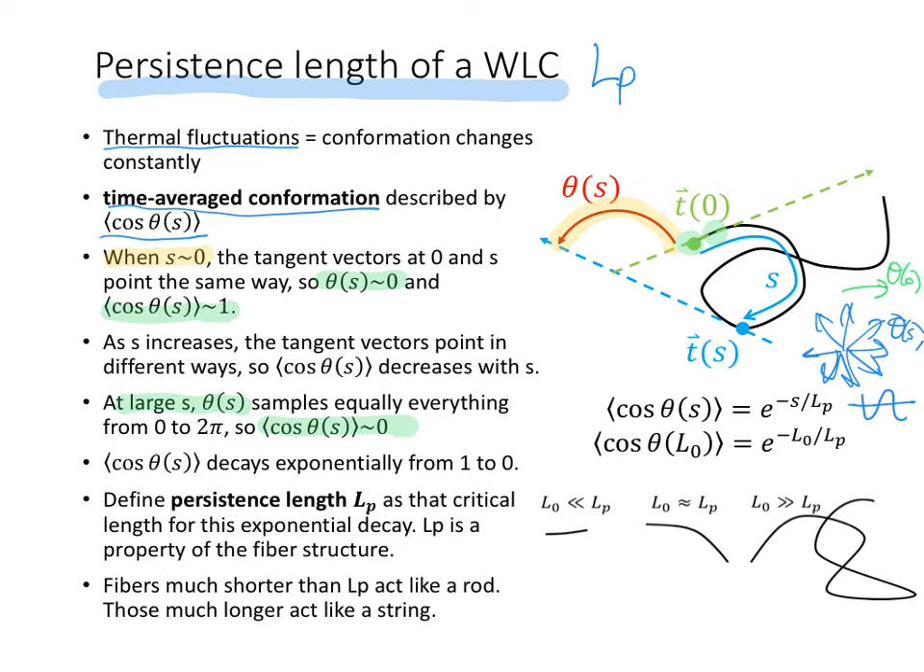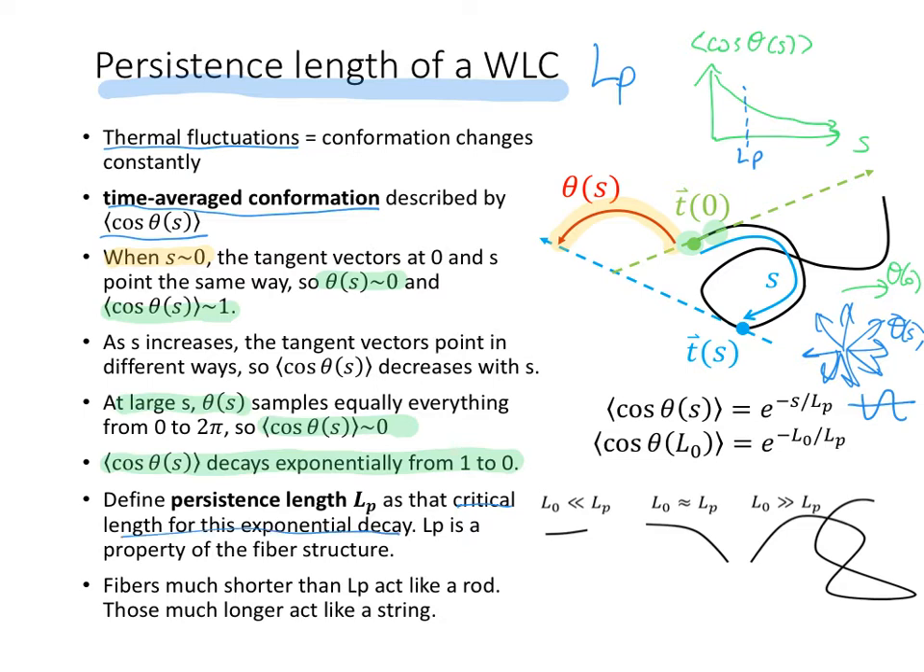So what we see then is that this cosine, turns out, we are not deriving the whole thing here, but it can be shown that that cosine theta decays exponentially from 1 to 0. And so we would plot that and say, okay, here is this, and we have this exponential decay if we plot cosine theta of S against S. So if we look at that and say, well, where is it that we have e-fold decay? So this e-fold decay, we'll call that the persistence length. And so it's simply defined as that critical length for this exponential decay.